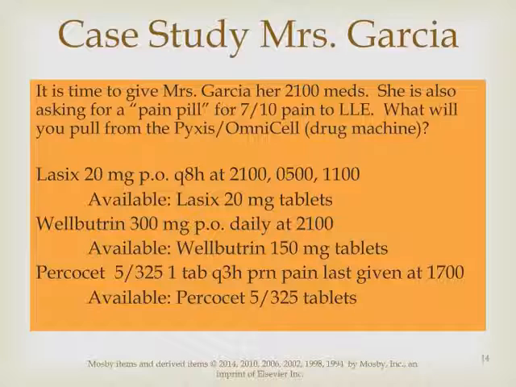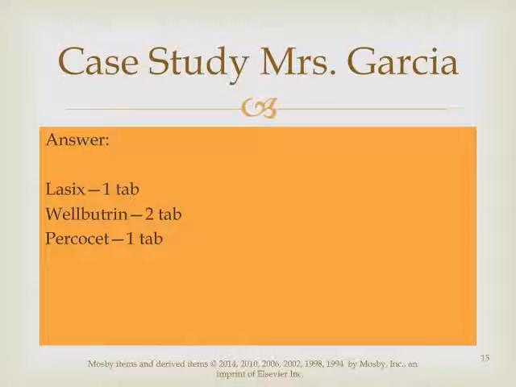So I would get a Percocet for her. So once again, I would get 1 Lasix, 2 Wellbutrin, and 1 Percocet. And let's see what the answer is. And it looks like I figured out the right answer. And that's what you would do.